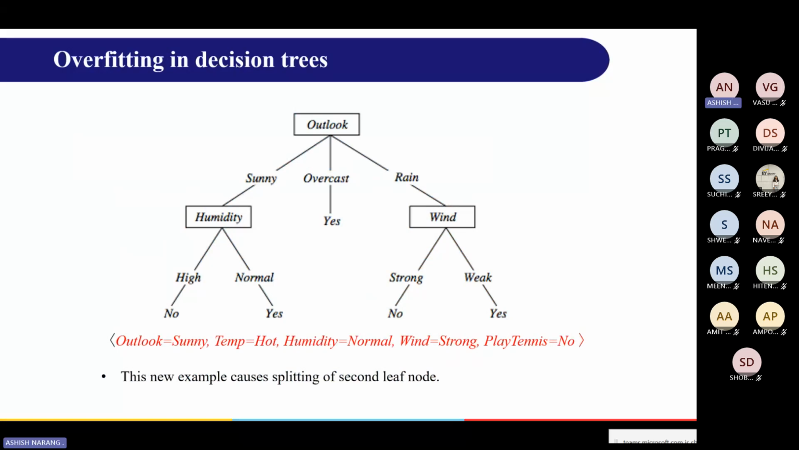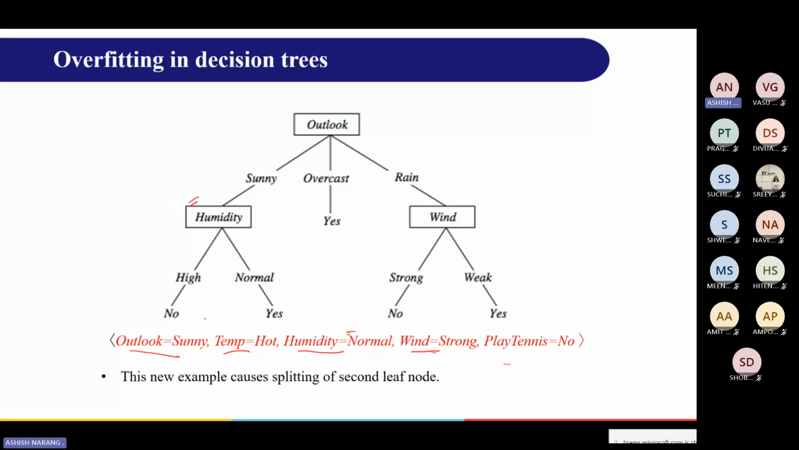Look at this. This is the decision tree that we have built earlier. So now you see outlook sunny, temperature hot, humidity normal, wind strong, and play tennis no. So outlook is sunny, I'm coming to this part. After that, humidity is normal, so then it should say yes. But this is what is expected out of the tree.